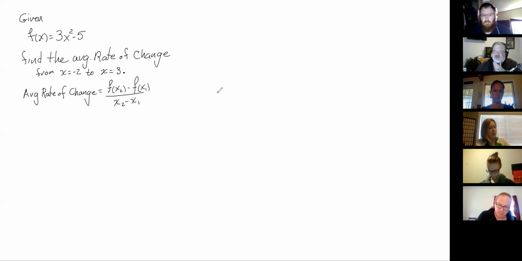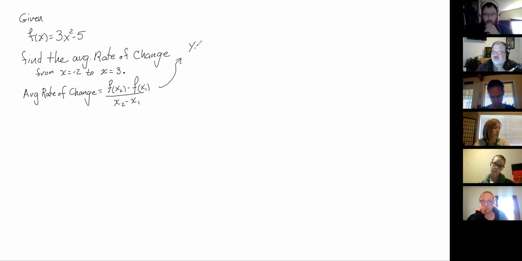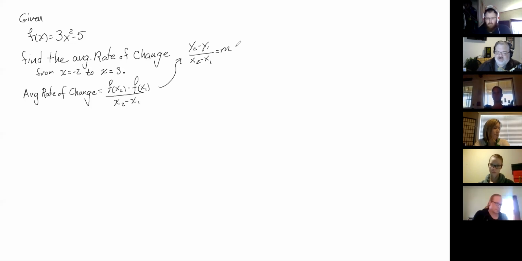Remind you of the formula that we're using. And again, remember, this is just a fancy version of your slope formula. So we are just finding the slope of that secant line. It's just because it's not a line, we're not calling it a slope anymore. We're calling it an average rate of change. And because it's a function, we have it in function notation. But other than that, it really is just our slope formula.